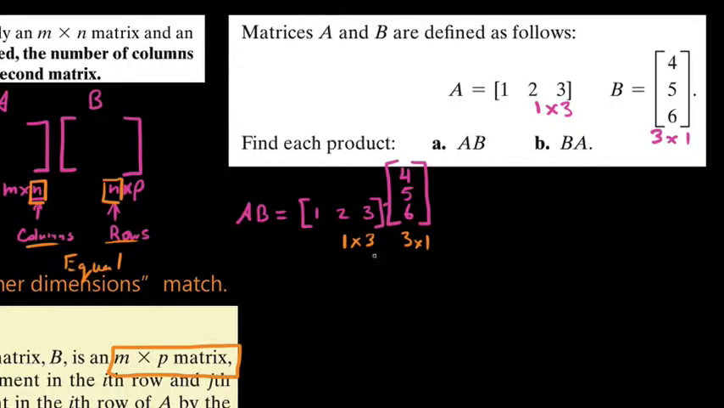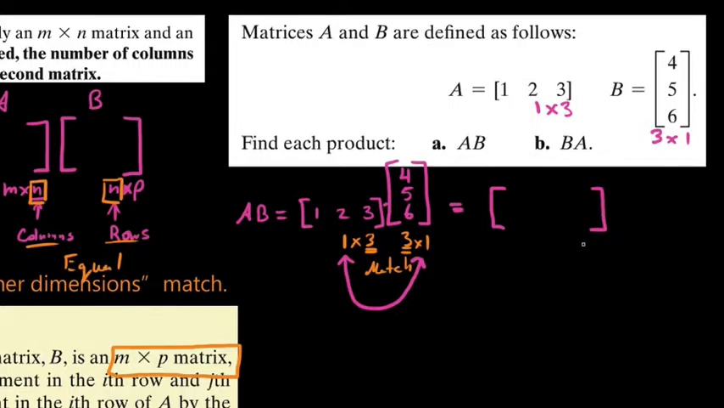The first thing we want to assess is, is this defined? Because our inner dimensions match, we're actually going to get an answer here. So the first thing we do is write our blank product matrix. That product matrix has to have the dimensions we see on the outer two dimensions here. So the cool story is we actually get a 1 by 1 matrix.